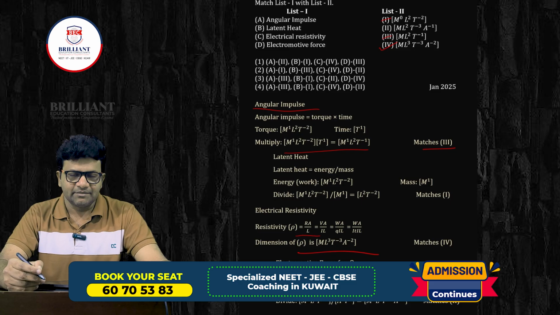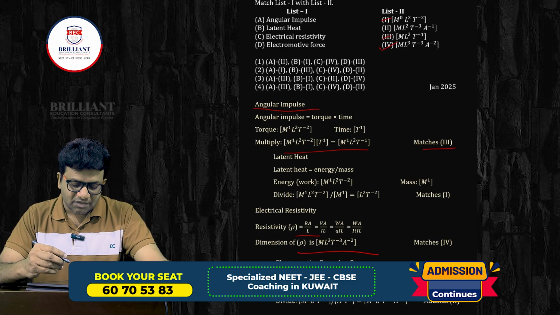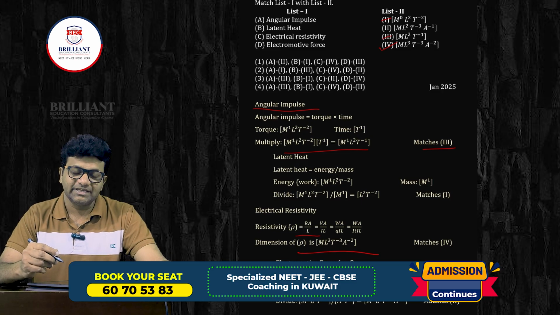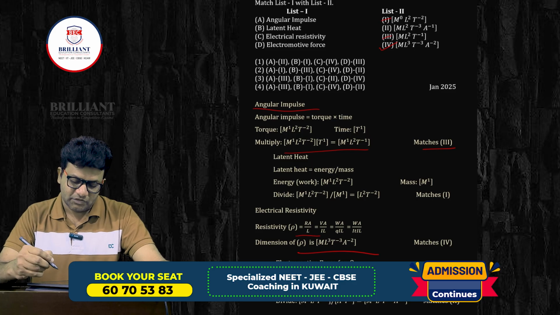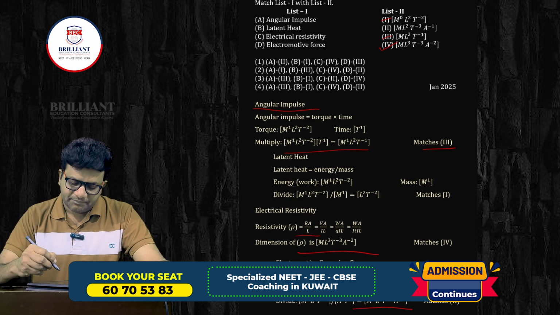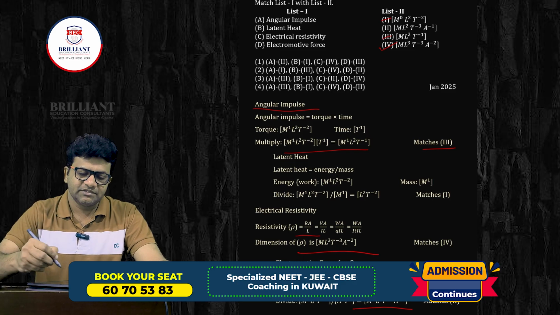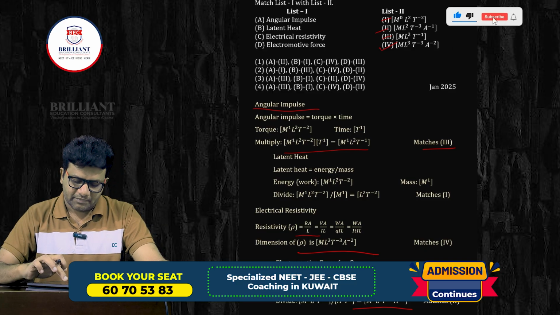Then the last one is EMF, electromotive force. We know the equation of EMF is equal to work by charge. We know the dimension of work is ML square T power minus 2 and charge is A into T. So by dividing ML square T power minus 2 by A T, we get ML square T power minus 3 A raised to minus 1. So it matches with the second option, that is ML square T power minus 3 A power minus 1.